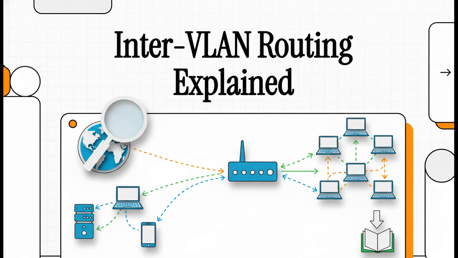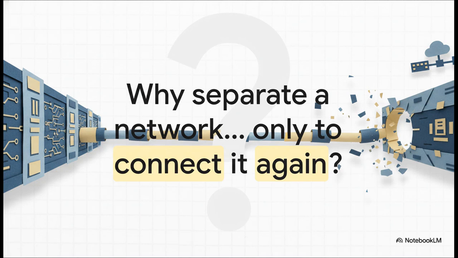Inter-VLAN routing is this awesome, invisible process that keeps all the different parts of a network safe and organized, but it also lets them talk to each other when they need to. It's a real balancing act. But that brings up a really good question, right? It sounds kind of backward. Why would you go through all the trouble of building these digital walls inside your network, only to immediately start figuring out how to poke holes in them? Well, understanding the answer to that is the key to this whole thing.